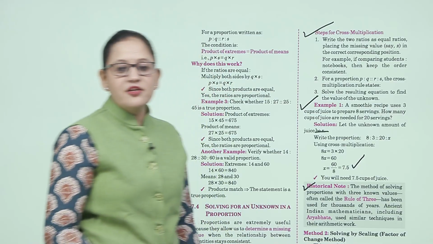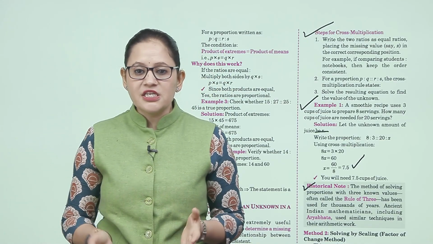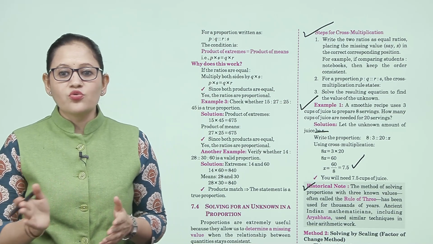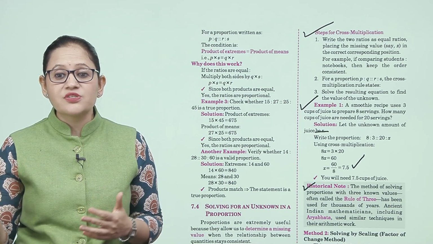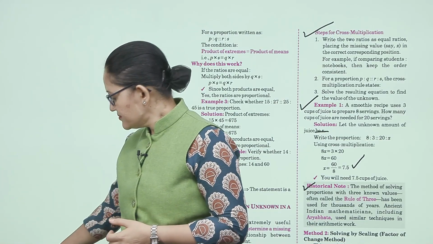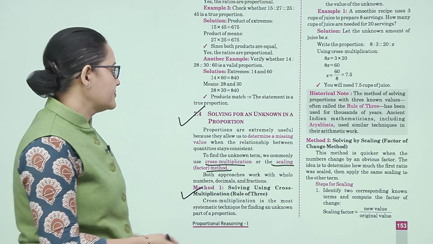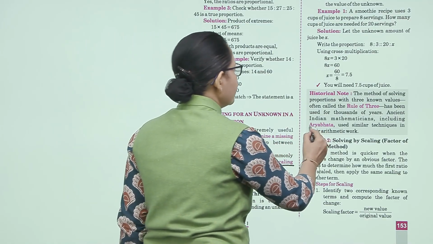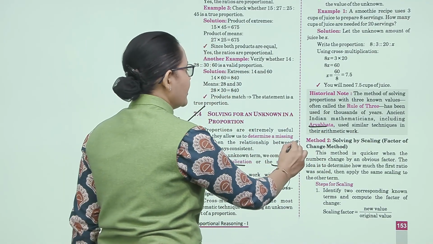Historical note. The method of solving proportion with 3 known values, often called the rule of 3, has been used for thousands of years in ancient India. Mathematicians including Aryabhatta used similar techniques in their arithmetic work.